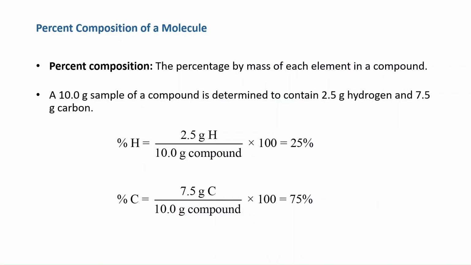Another way we can express composition is percent composition. Pretty much you say what percentage by mass of each element you have. So say you have 10 grams of a compound and 2.5 grams are hydrogen, 7.5 grams are carbon. Well, the percent hydrogen is the weight of the hydrogen divided by the weight of the compound times 100. That's 25%. Percent carbon is the weight of carbon divided by the weight of the compound times 100, 75%.